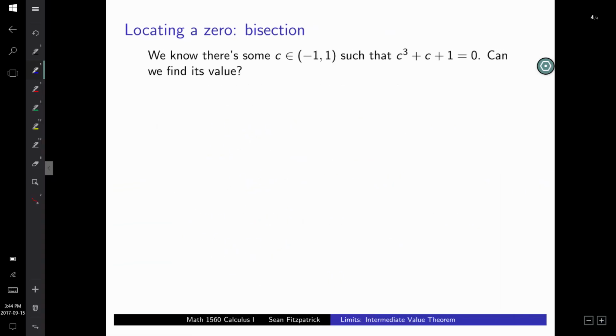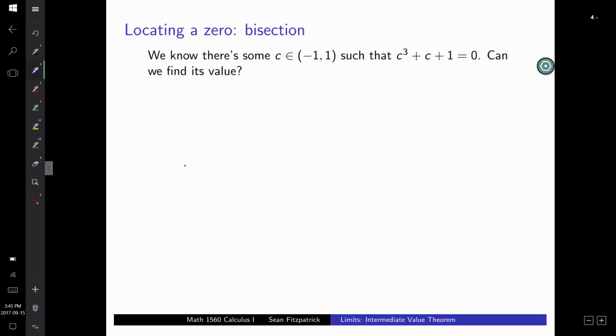Okay. So how can I get an idea of what that number is, right? This is the problem with the intermediate value theorem. It tells you that number exists, but that's all it tells you. It doesn't tell you what it is. All it says is, I know that number's out there. Somewhere between minus 1 and 1, we have this number. Who knows what it is, but it's there. How can you narrow down the value? Well, there's a trick you can use called bisection.